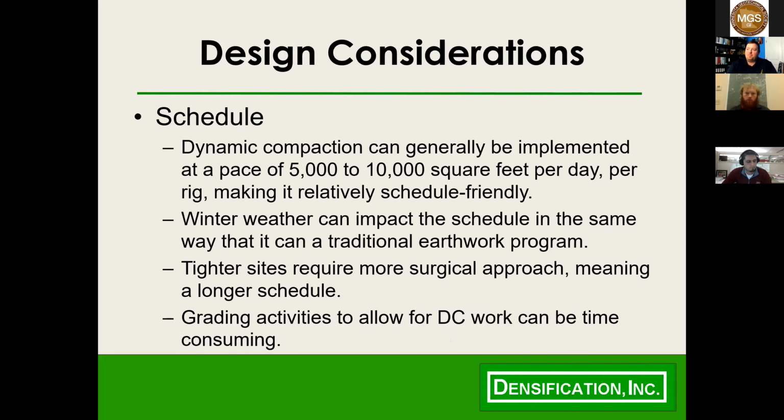From a schedule standpoint, with dynamic compaction, per crane, you can be doing 5 to 10,000 square feet a day. Winter weather is a bit of a deal breaker, right? You can't really be dropping a weight on frozen ground, because then you're really doing nothing but trying to bust up frost, and you're not really doing any ground improvement. So in the northern half of the country, we're in that time of year where a lot of jobs actually get shut down if they're in the middle of the job, or you just wait till March till things start thawing out a little bit.